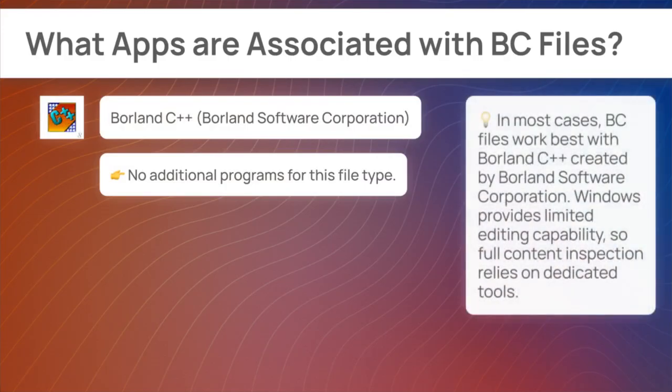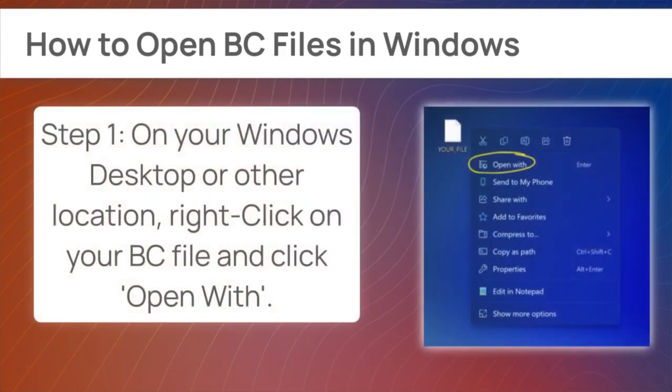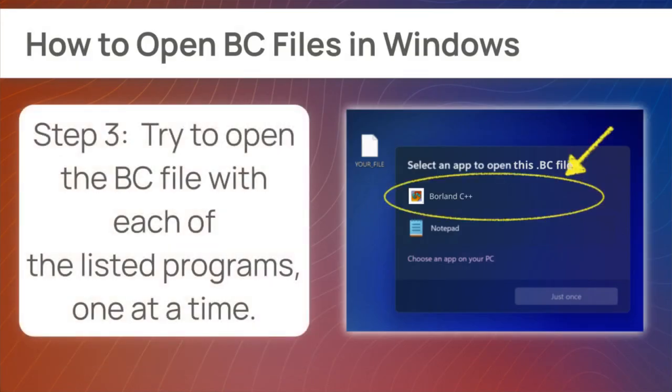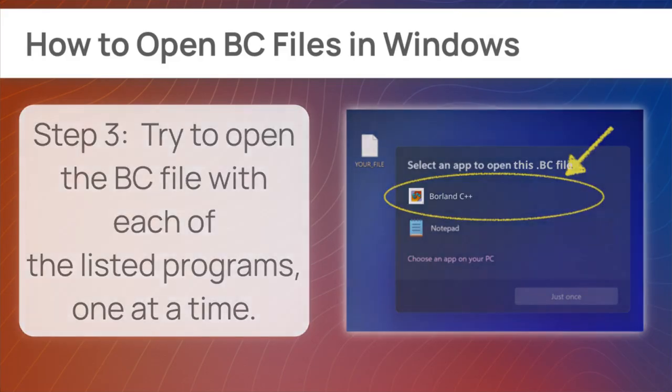Windows is unable to interpret the specific configuration values within the file. Windows may show the code, but executing it requires the matching scripting tool. To correct the file's application assignment, right-click your BC file and choose Open With. Check for Borland C++ and test it first. If it's missing, select a different app. The key to access is finding the right tool.